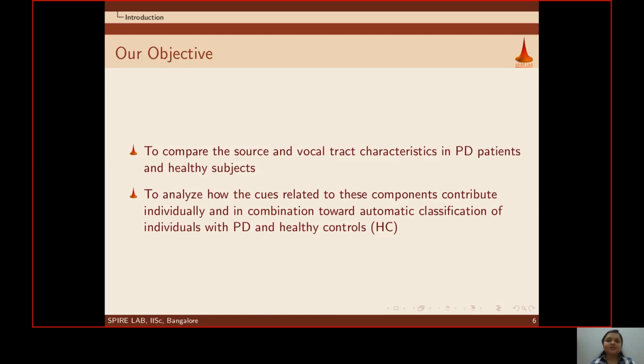We analyze how different speech cues associated with these two components of speech contribute individually and in combination toward automatic PD versus healthy control or HC classification.